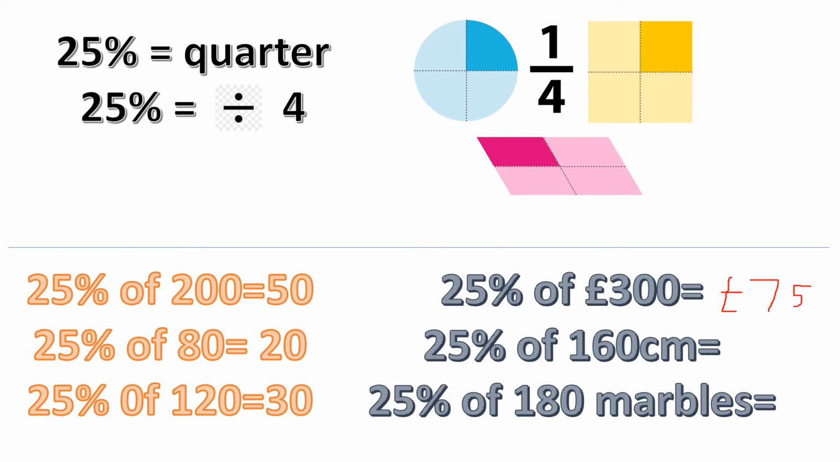25% of 160. Well, what's half of 160? It's 80. And what's half of 80? 40. So 40 centimeters. Well done if you got that right. Okay, let's have a look at the last one. 25% of 180 marbles. Okay, what's half of 180? It's 90. And what's half of 90? We've just done it on the slide before. 45. Well remembered. It's 45 marbles.